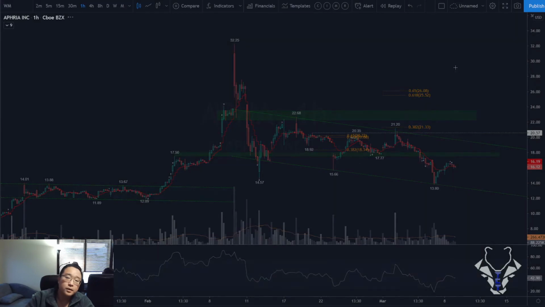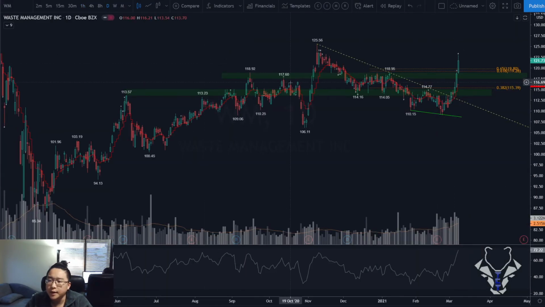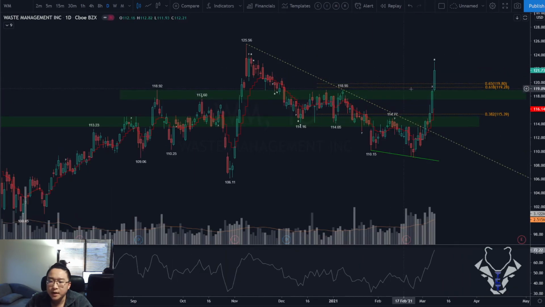Next, WM, Waste Management. We continue running today. So we went straight past the GP. This bull divergence on the daily is playing out very strongly. Now from here, no, that is the GP.